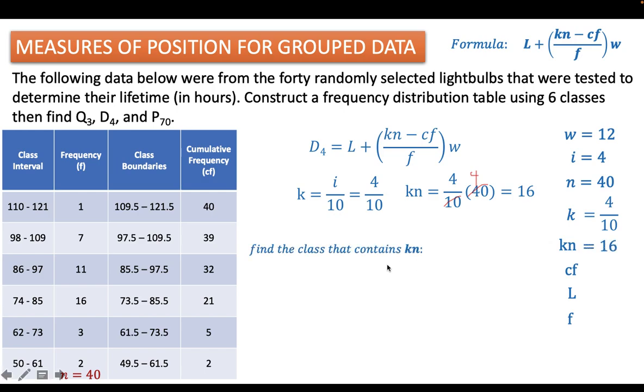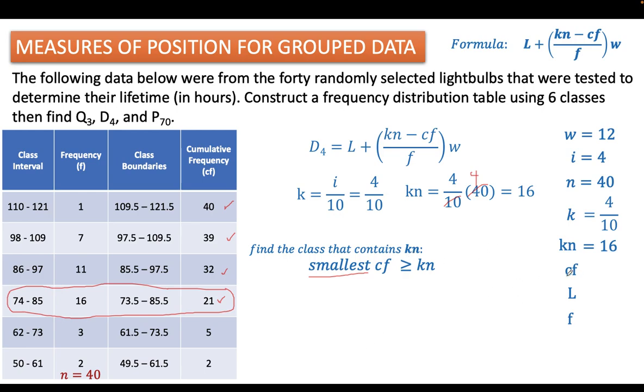Next, we're going to find the class that contains kn. So since our kn is 16, this class must have a cumulative frequency of more than or equal to kn. So which of these cumulative frequencies is more than or equal to kn, which is 16? These are 21, 32, 39, 40. But we are looking for the smallest cumulative frequency. So therefore, we are referring to this class. This is the class that contains the kn, which is 16.